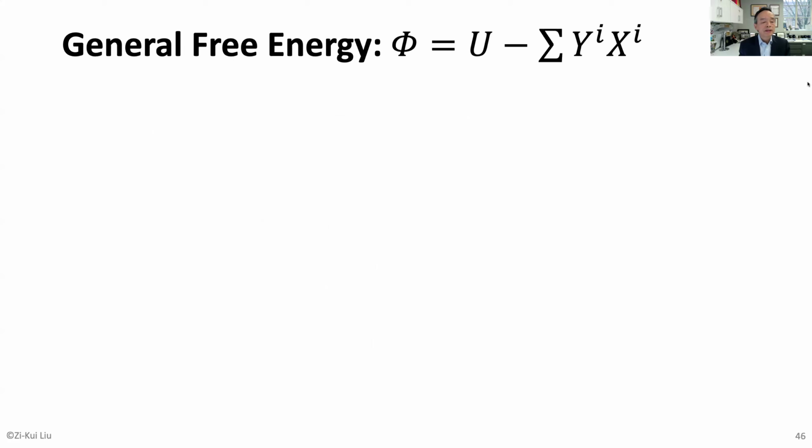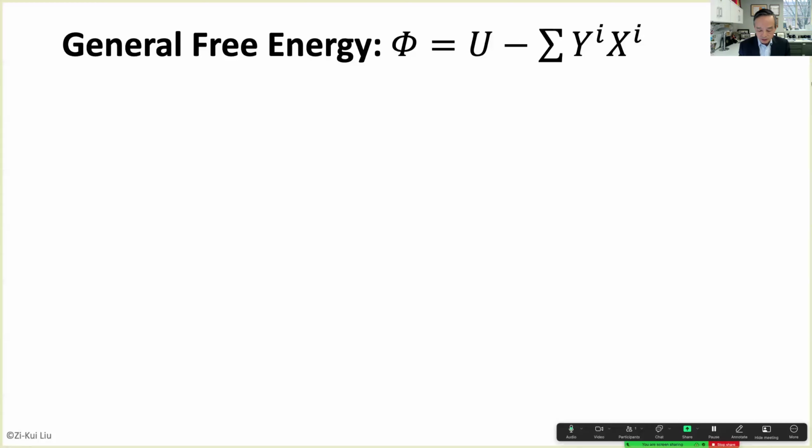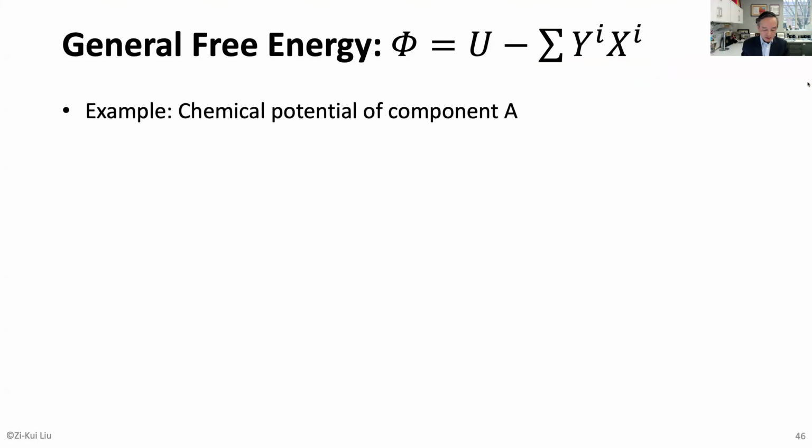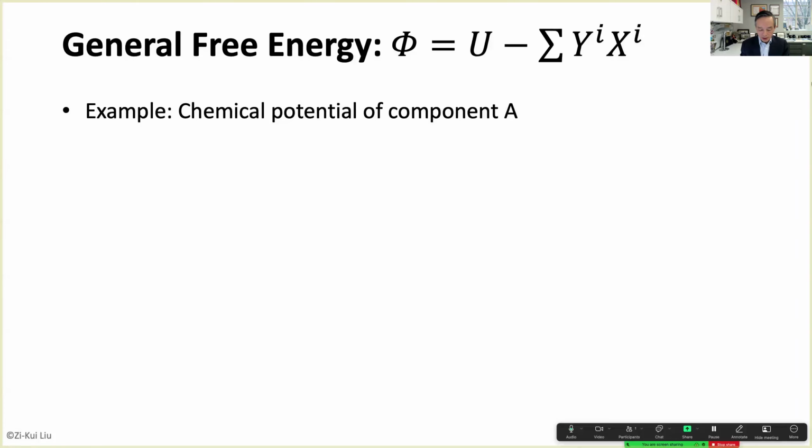However, we can define a very general free energy, where we subtract whatever quantities we want to control. For example, if you do oxidation, you want to control the oxygen chemical potential instead of the oxygen content, because it's very difficult to control oxygen content, right? Or if you do nitriding or carburization, you will control the carbon potential or nitrogen potential. So in that case, say we want to control the chemical potential of one component, A.